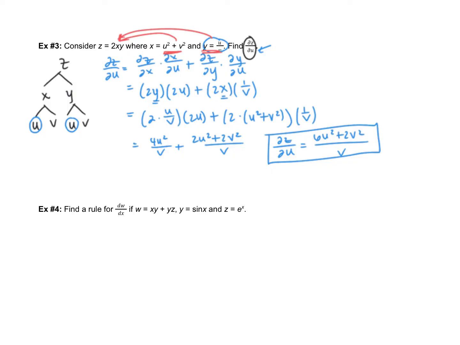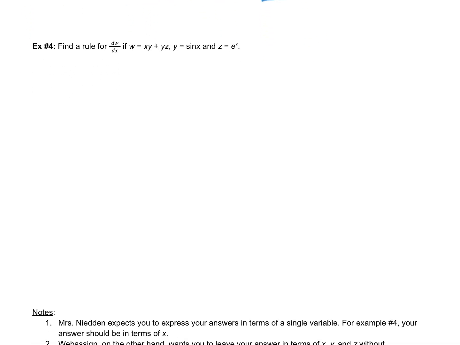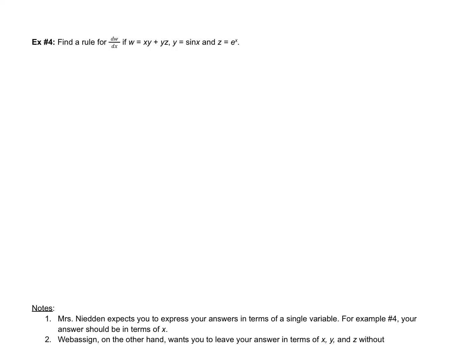Okay, so next example. Example 4, we are finding dw dx if this is w and we have y and z in terms of x. When it says find a rule, I don't mean find the chain rule. I want to know what is the actual derivative. And you'll notice that this is a full derivative, not a partial. So if you're feeling pretty good, this might be a good place to stop the video and try it on your own. If you don't feel like doing that and you just want to stick around with me, you are certainly welcome to do that as well.